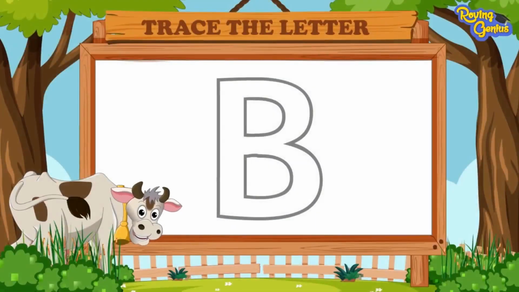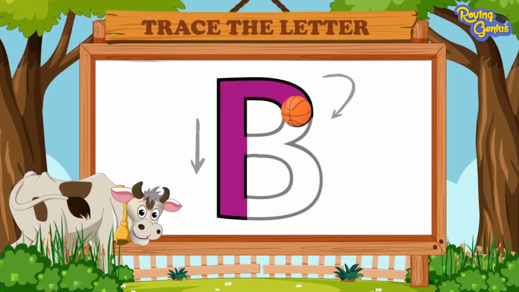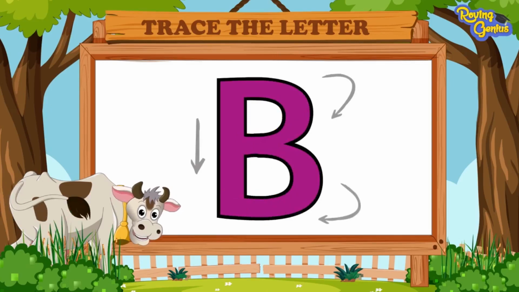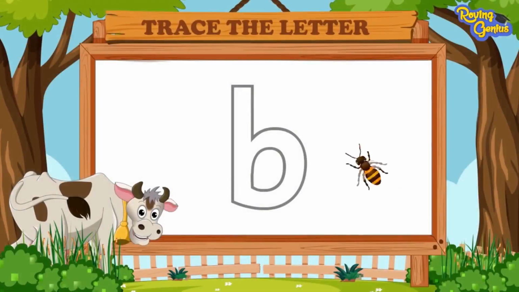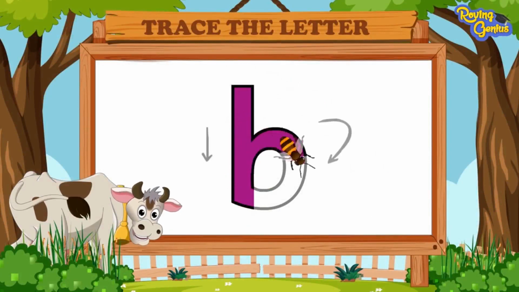Let's learn how to trace B with these fun rhymes. Big old B has a tall straight back and two big bellies because he just ate a snack. Draw a straight back just like me. Don't forget to add a belly for B.